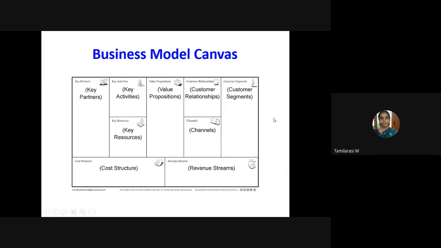Then the customer segments. Customer segments means who are your target customers? Who are going to buy your products? Which are all the people or which are all the beneficiaries of your product? That will come under the customer segments.